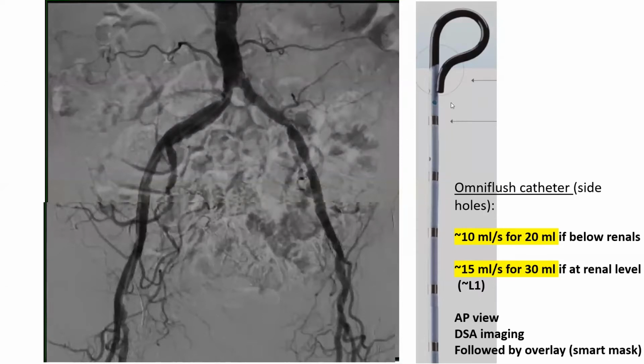So you start with a 4 or 5 French omniflush catheter, and the basic angiography is obtained as follows. If you're doing your imaging below the renals, which is the way I do it typically, you inject 10 milliliters per second for a total of about 20 milliliters, give or take. If you're doing your imaging above the renal level, which is around L1, then you give more because you fill the renals and some of the mesenteric and lumbars. So you give 15 milliliters per second for a total of 30 milliliters. You load your injector with 30 milliliters at 15 milliliters per second.